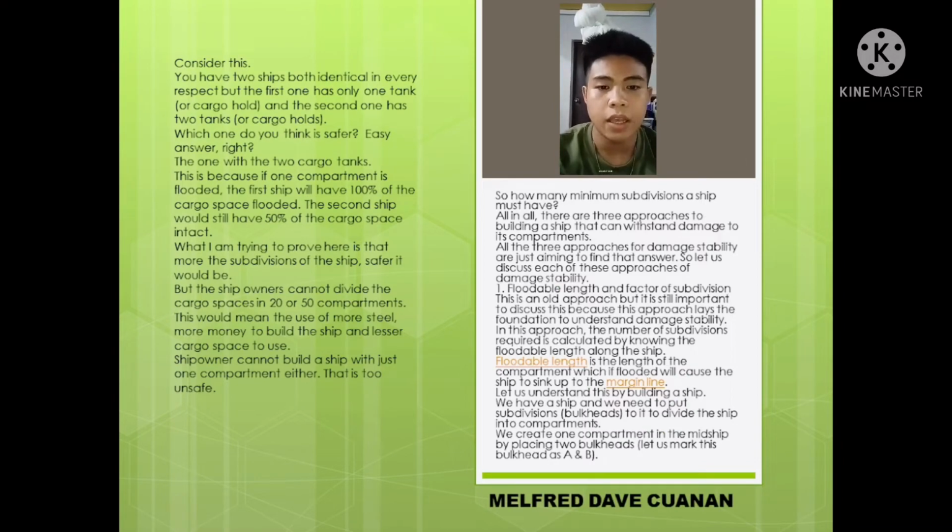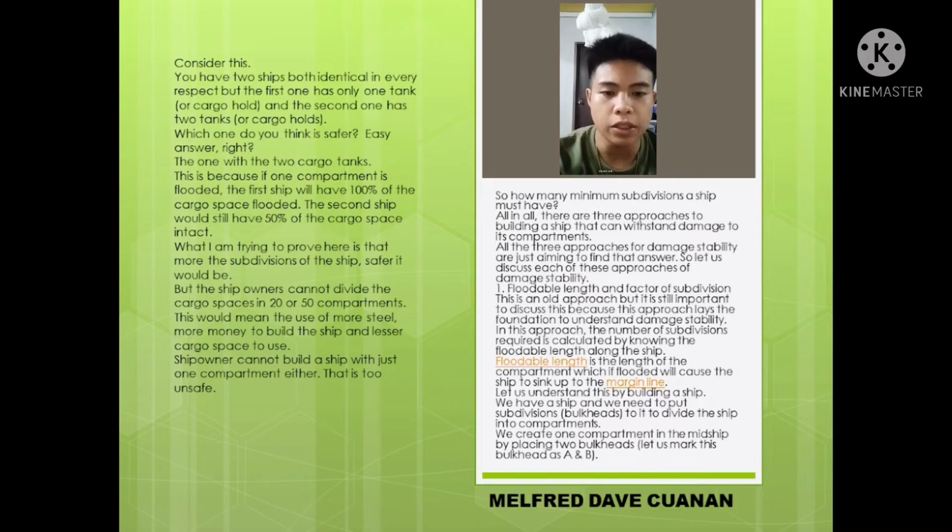Consider this. You have two ships both identical in every respect, but the first one has only one tank or cargo hold, and the second one has two tanks or cargo holds. Which one do you think is safer? Easy answer, right? The one with the two cargo tanks.